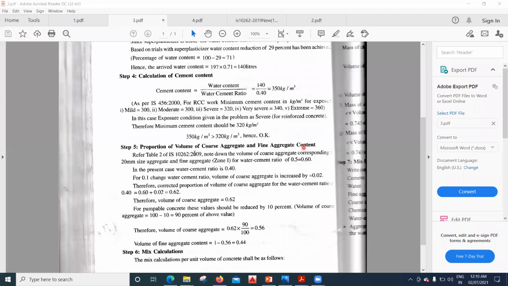Now, the proportion of volume of coarse aggregate and fine aggregate. If you refer to table 2 of IS 10262 2009, note down the volume of coarse aggregate corresponding to 20 mm size aggregate and fine aggregate zone 1 at a water cement ratio of 0.5, which is equal to 0.60. In this present case, the water cement ratio we have taken is 0.40, isn't it?